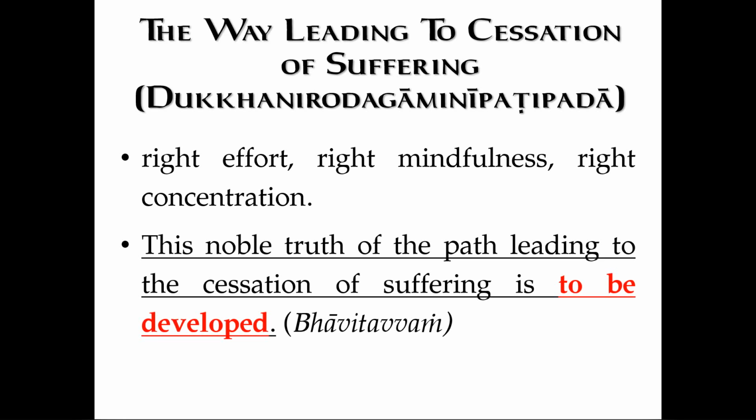This noble truth of the path leading to cessation of suffering is to be developed. We have to develop, we have to cultivate, we have to increase. Trying to increase the Eightfold Noble Path. If you don't have it, try to have it. If you have it, try to increase it. That is what you have to do. If you practice the Noble Eightfold Path, you will attain cessation of suffering, and you can remove craving.